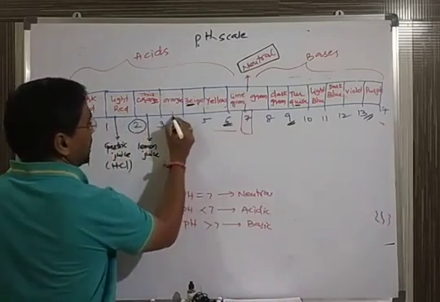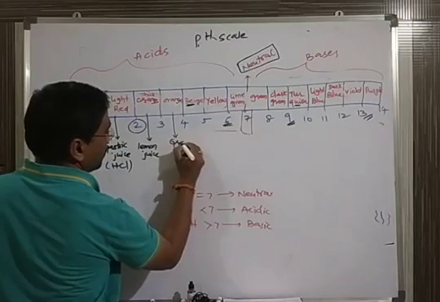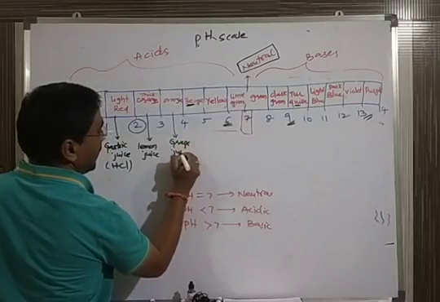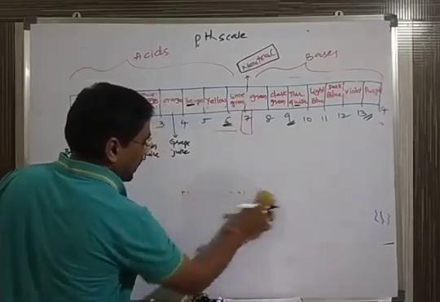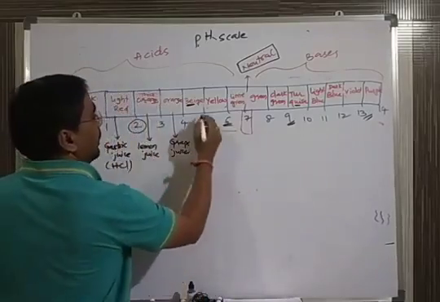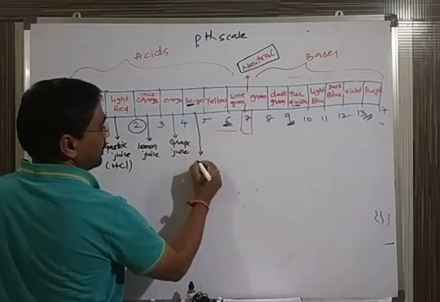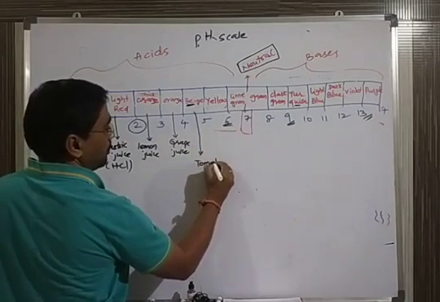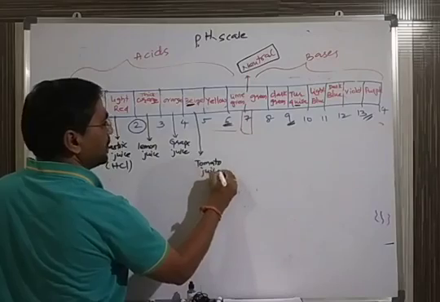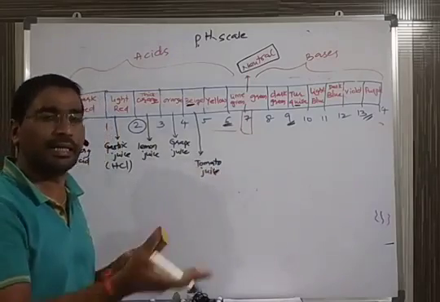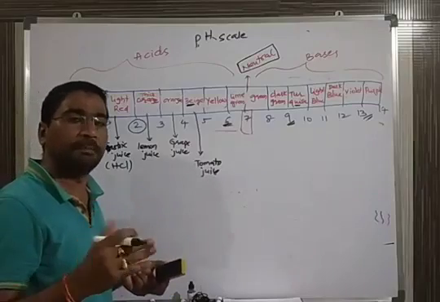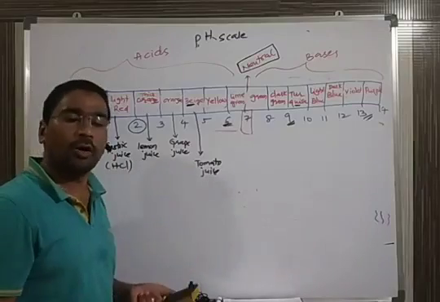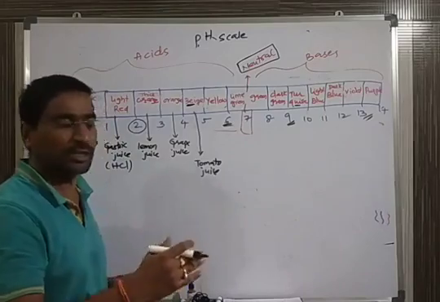Next one we can have the grape juice. Next one we can have is tomato juice, because I am writing examples which we can get in our houses. If you get pH papers, not now, later on also, you can cross check yourself.